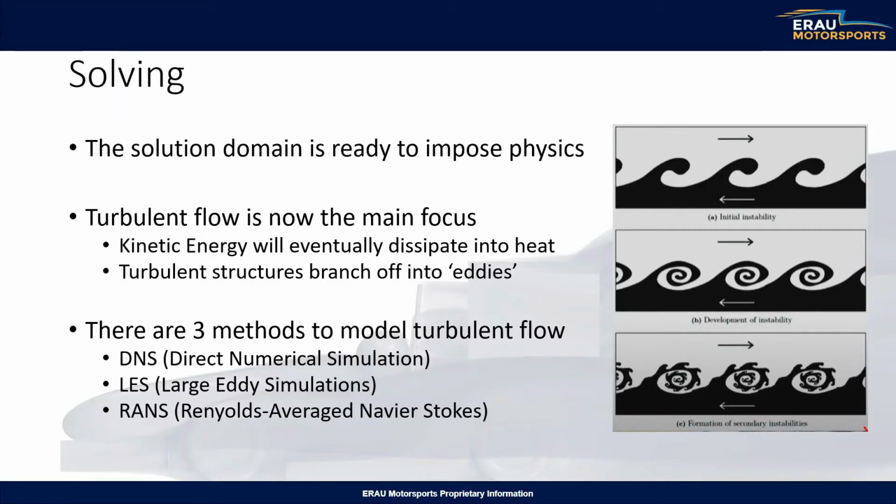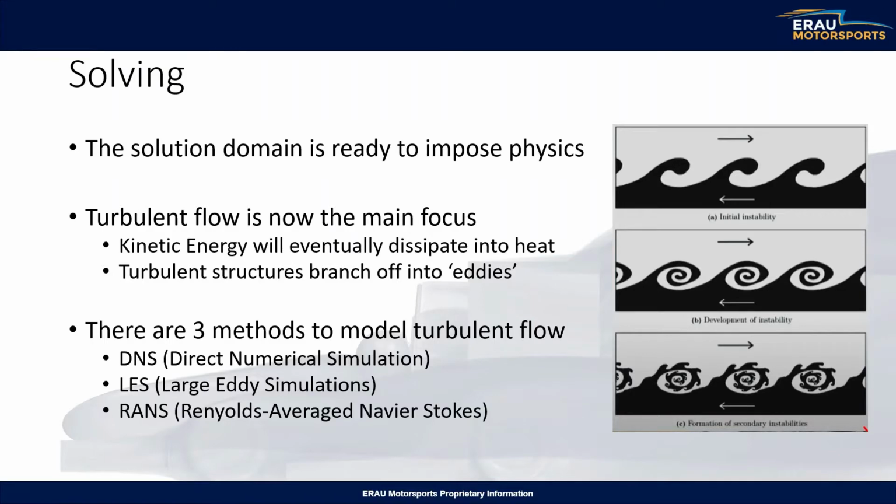Recalling the two main flows of fluid motion, laminar and turbulent, it's a safe assumption that our simulation will not be under laminar flow, so we need to go with turbulent flow. The kicker here is that there are multiple methods to model turbulent flow. The three main methods to model turbulence are direct numerical simulation, large eddy simulations, and Reynolds average Navier-Stokes.